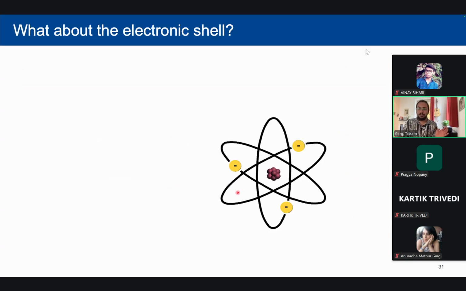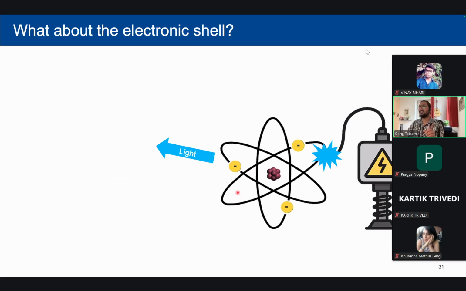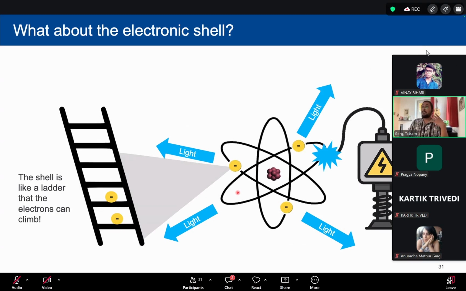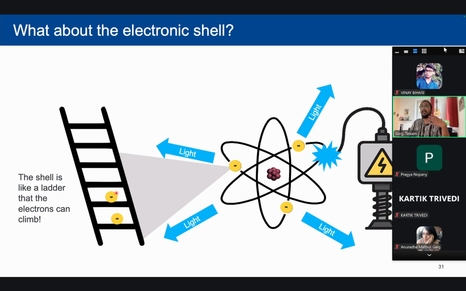But what about the electrons, right? We know that they have something to do with electricity. If you supply some electricity to them, you can get electric currents, or you can get some light out of it. So what's going on with these electrons? Now you zoom in, and it turns out that the electrons are actually sitting inside a kind of ladder-like structure. Each rung of this ladder corresponds to an energy level.